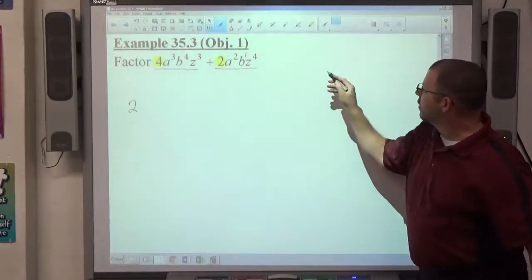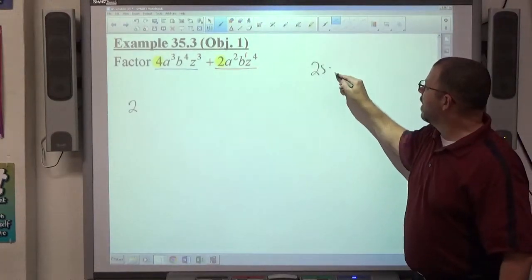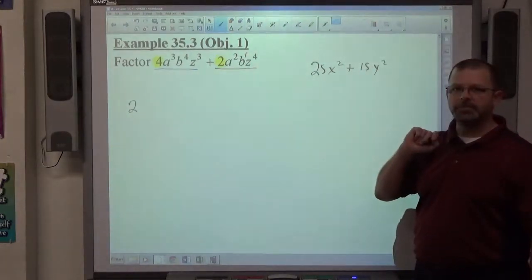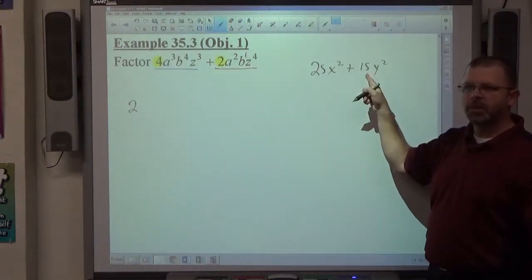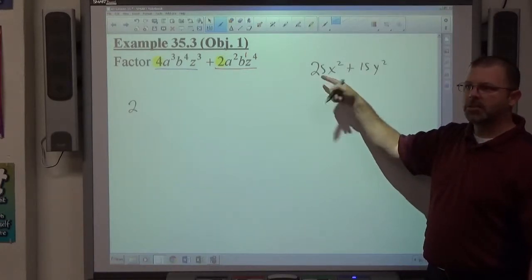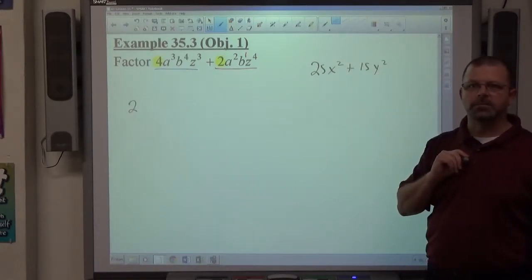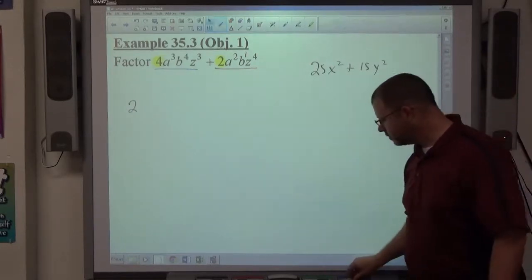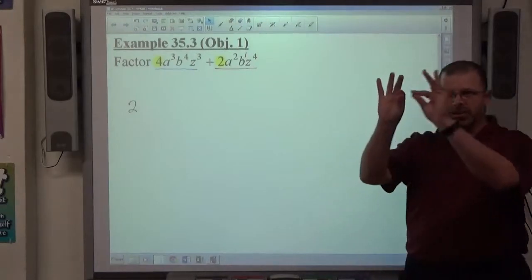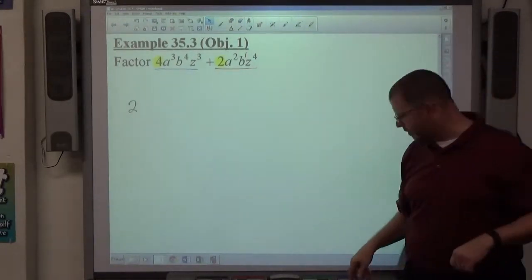Let me just give you, for instance, if I have 25x squared plus 15y squared, does 15 go into 25? What goes into 15? 3. I mean 5. 3 and 5, right? Does 3 go into 25? No. Does 5? Yeah. So 5 is the numerical common factor of that one. So again, always start with the smallest one, see if it goes. If it does, fine. Otherwise, consider the factor form and ask yourself what goes into it.